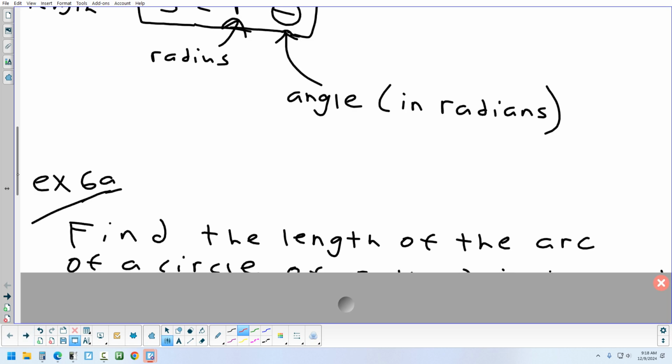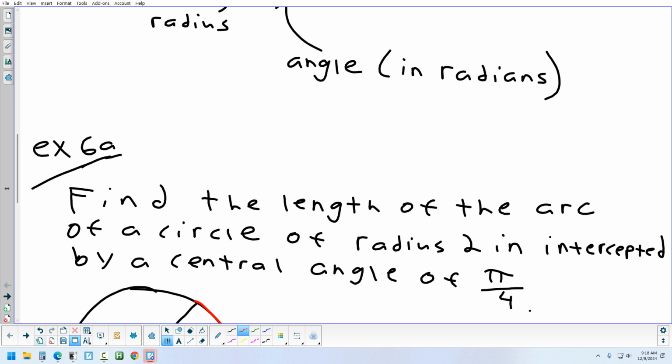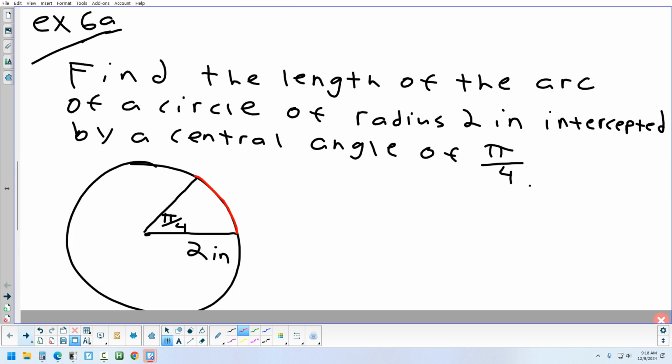Okay. So let's see if we can find the length of an arc in a circle that has a radius of 2 inches, and the angle that we're going to be drawing in the circle is pi over 4. And they don't need to give you a picture with that. That's enough information. But I gave you guys a picture so you can see what's going on. Okay, so find the length of that arc in red. That's what they want.